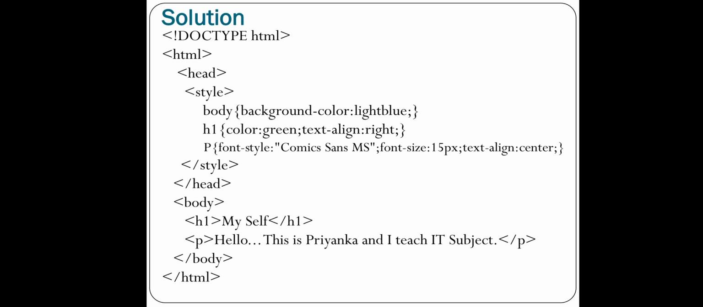So here is the solution. Before going to the style part, first concentrate on the body part. You can see a proper basic structure is given, and in the body tag I have written what all was expected. Myself was to be included in which tag? In the H1 tag, right? Largest heading. Then second, a new paragraph was expected with a few lines. So I have written, hello, this is Priyanka and IT is my subject, and that is my paragraph. So these are the 2 lines which will be displayed.